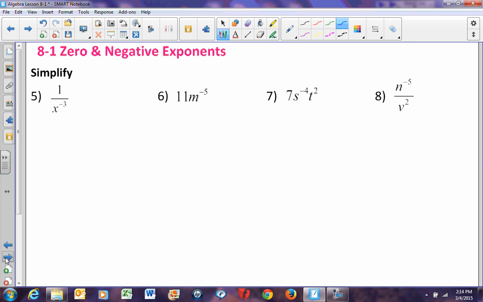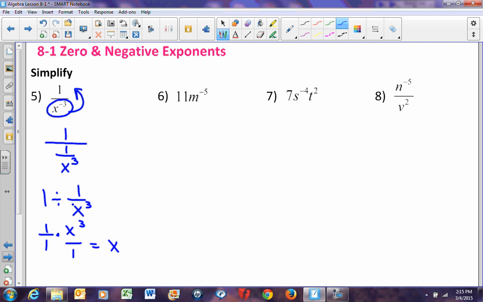Let's do some more. Make it a little bit more complicated. 1 over x to the negative third. Now x to the negative third is in the denominator. If I have a negative exponent in the denominator, to make it positive, I need to move it back to the numerator. Because basically I can rewrite this as 1 over 1 over x to the third. I have a complex fraction. 1 divided by 1 over x to the third. Well, hopefully you remember with fractions, 1 over 1 times the reciprocal, x to the third over 1. So this becomes x to the third.